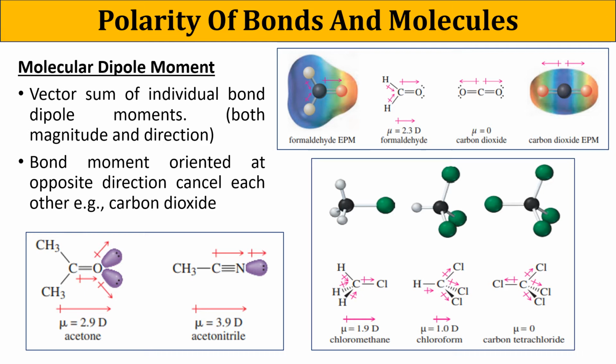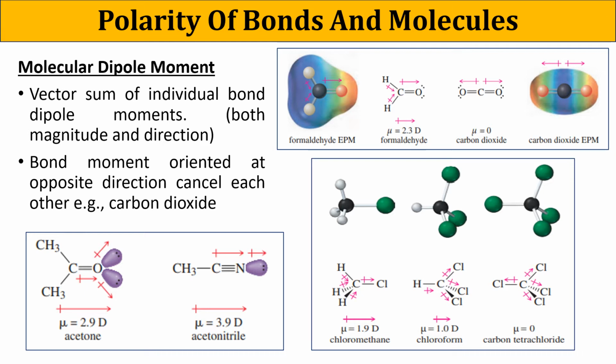The value of the molecular dipole moment is equal to the vector sum of the individual bond dipole moments. This vector sum reflects both the magnitude and the direction of each individual bond dipole moment. In carbon dioxide, the bond dipole moments are oriented in opposite directions, so they cancel each other out.